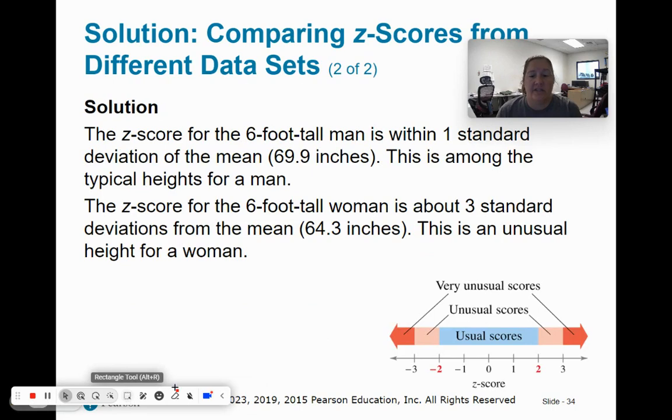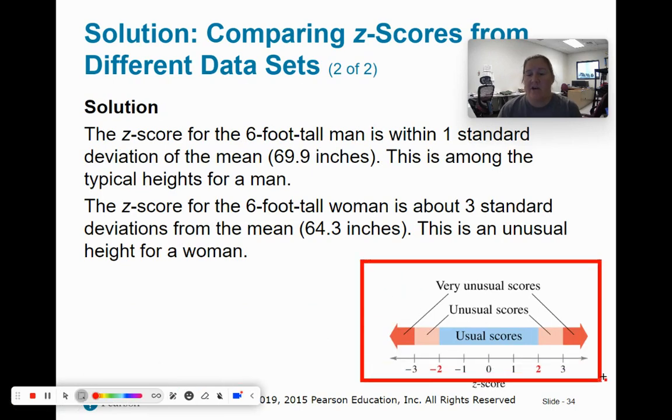And I like how we're going to end here with this graphic of z-scores, showing what's usual, what's unusual, and what's extremely unusual.